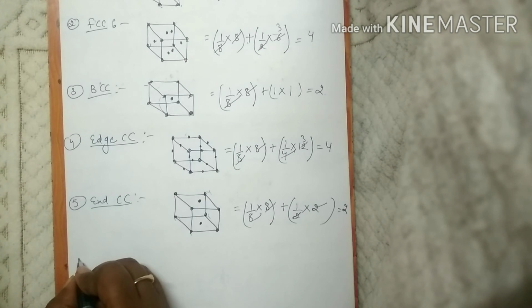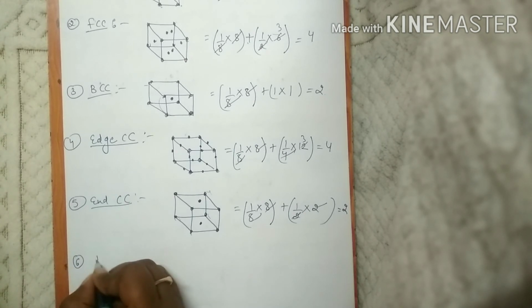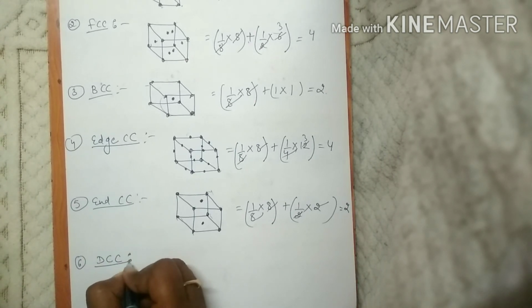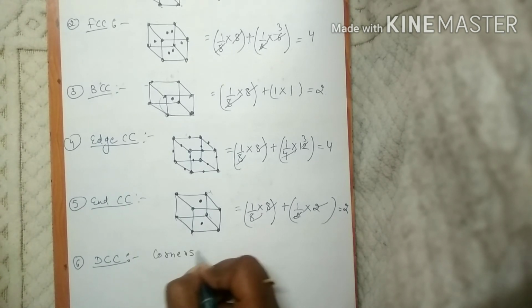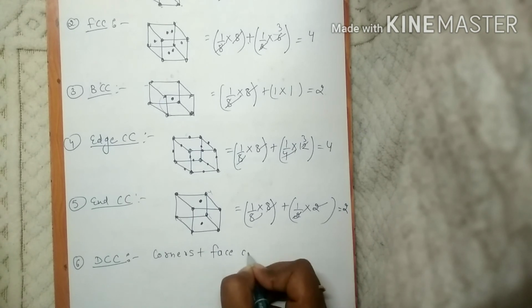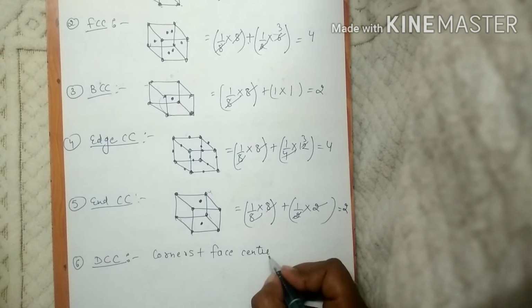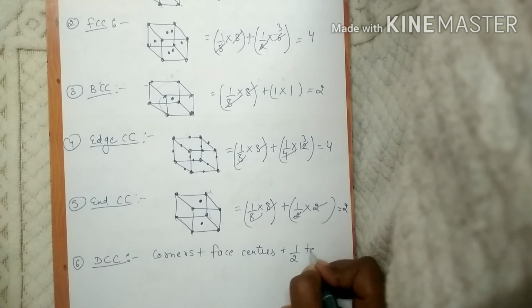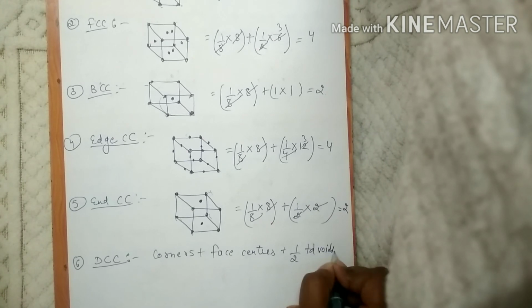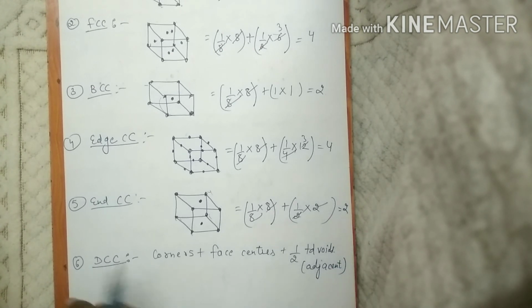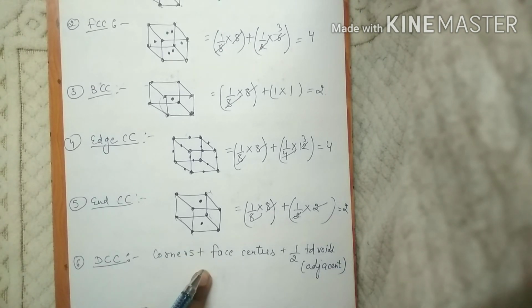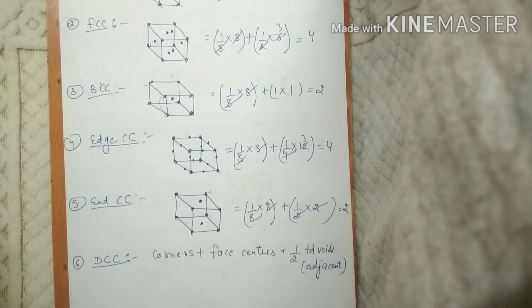Here is one more, that is the diamond cubic crystal. Here atoms are present at corners plus face centers plus half of the tetrahedral voids which are adjacent. So before discussing this, we need to have some knowledge about the voids. Voids are basically present in your FCC structures.